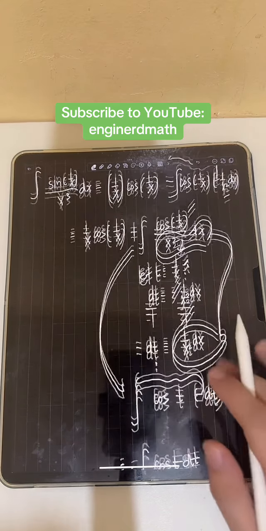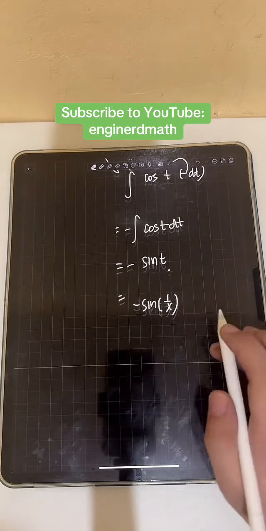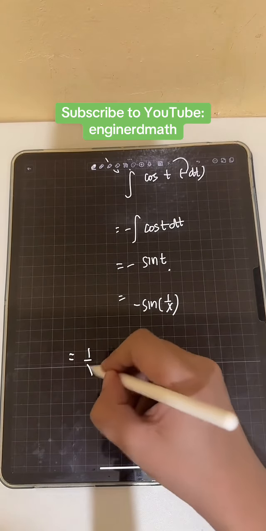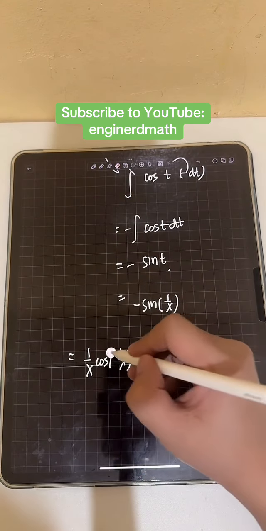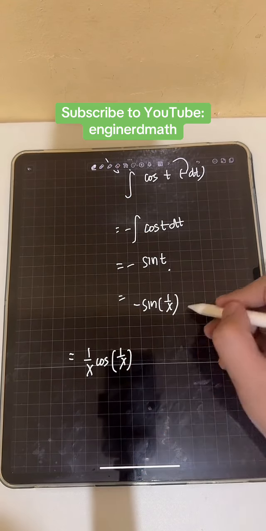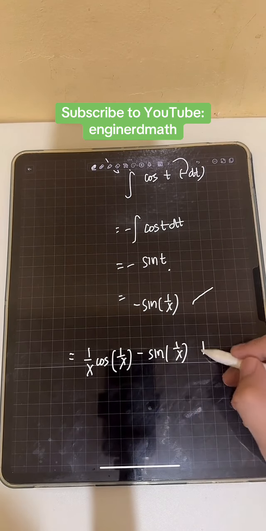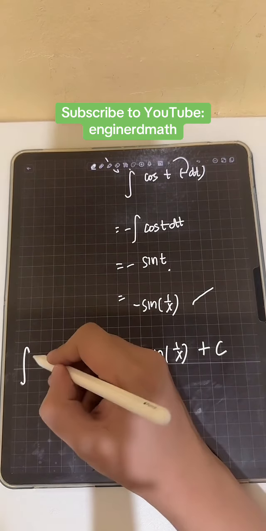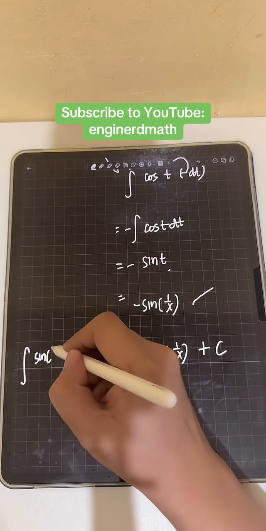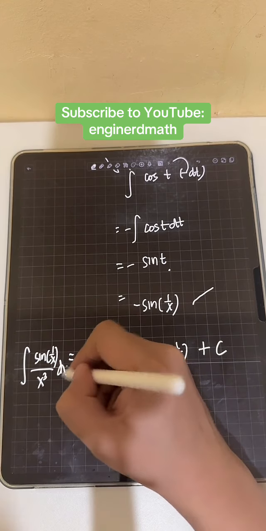And then combining the two terms, 1 over x cosine of 1 over x, and then this one, negative sine of 1 over x, then put plus C for the constant of integration. So this will be the integral of sine of 1 over x cubed dx.